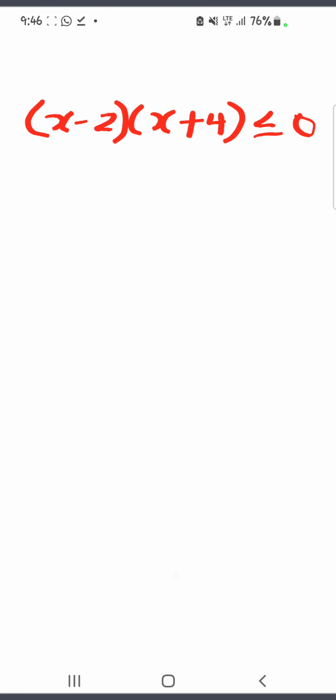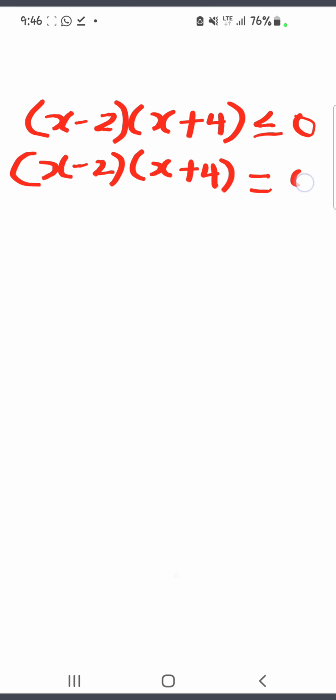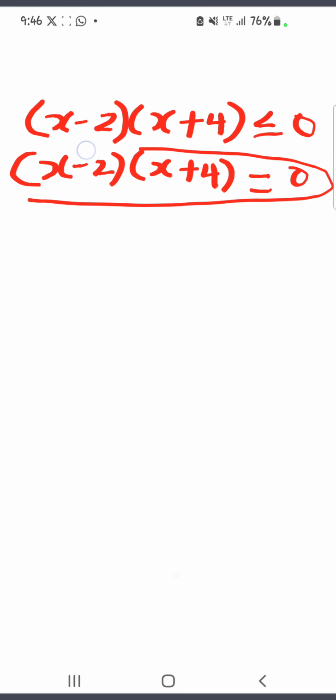Don't waste your time, don't think twice, just assume you have an equal to sign. It is not equal to, we just want to assume. So if it is equal to, it is very easy to solve, right? You have then (x minus 2)(x plus 4) equal to 0.